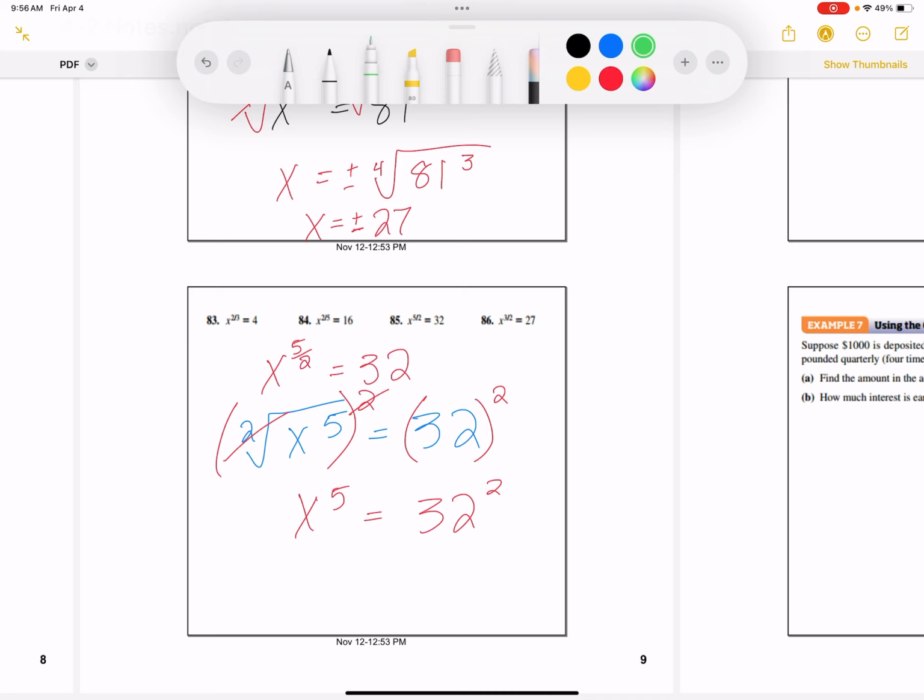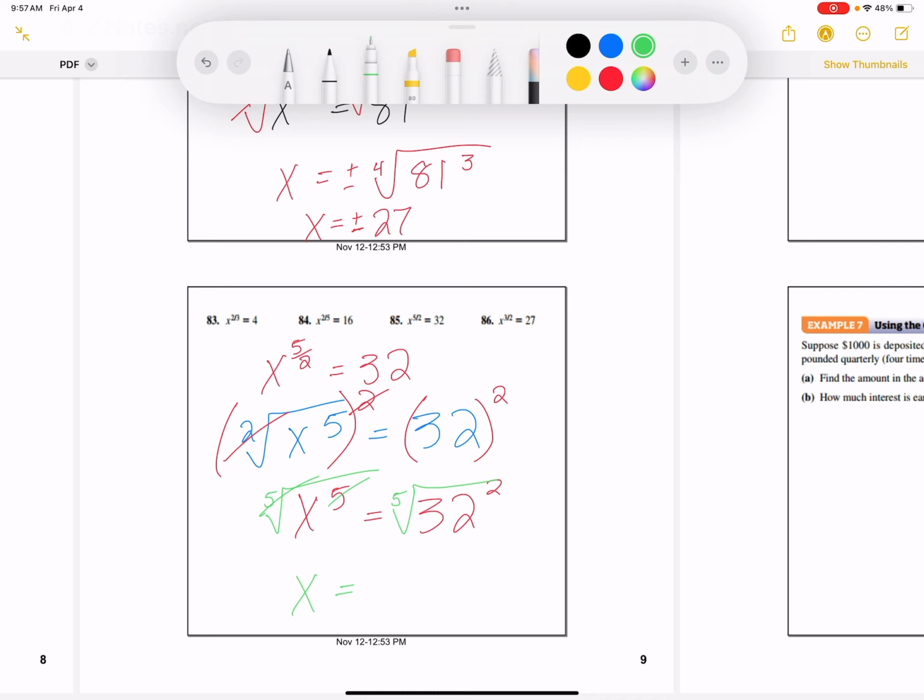Then I do the opposite of a 5th power, which is the 5th root. Whatever I do to one side, I do to the other. The 5th root and the 5th power cancel out. And then over here, if I take the 5th root, it's an odd root, so I don't have to consider a plus or a minus. The answer is just that. It's not going to be plus or minus. It's just the plus in this case because we've got positive 32.